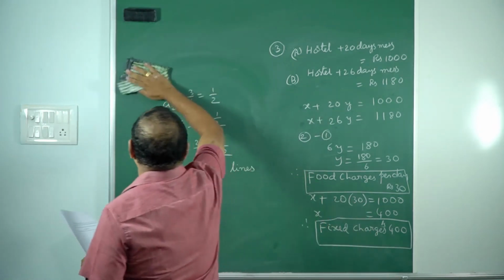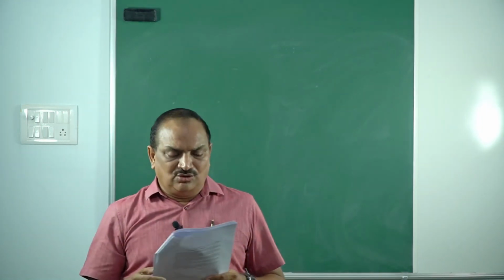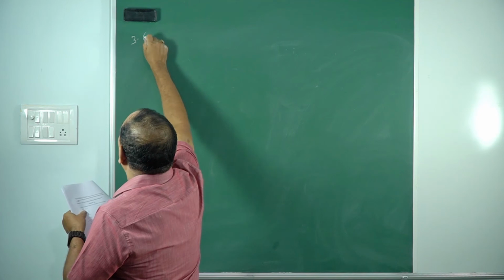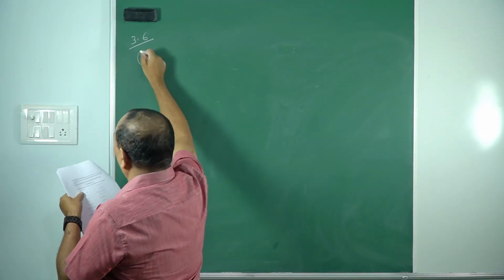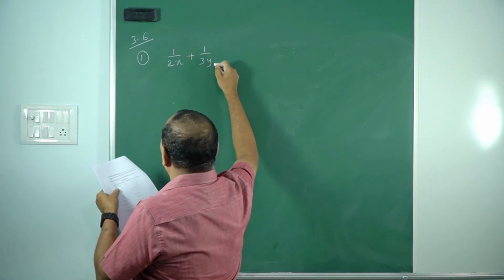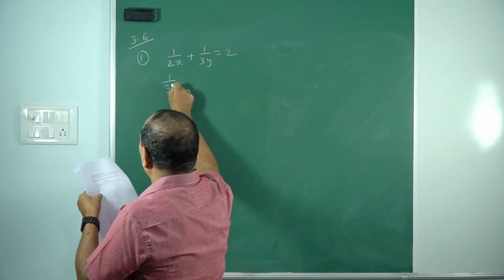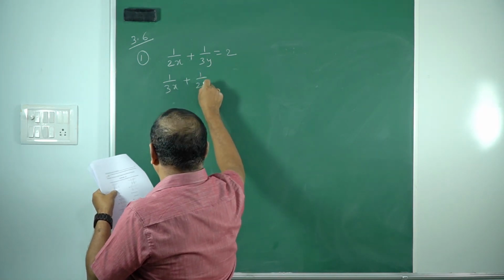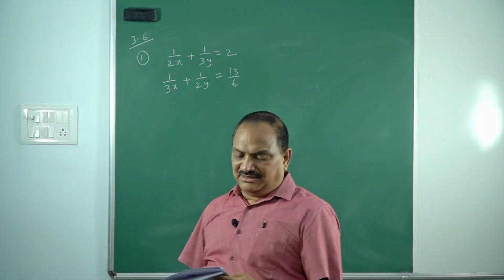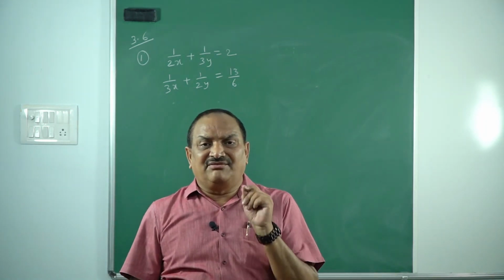Now I am in exercise 3.6. In this exercise, the equations given to you look slightly different. Okay, they don't look in the conventional way. I'm doing my first problem. 1 by 2x plus 1 by 3y is equal to 2. And the second equation given is 1 by 3x plus 1 by 2y is equal to 13 by 6. Okay, so this is not a difficult question, rather it is given in a different form.